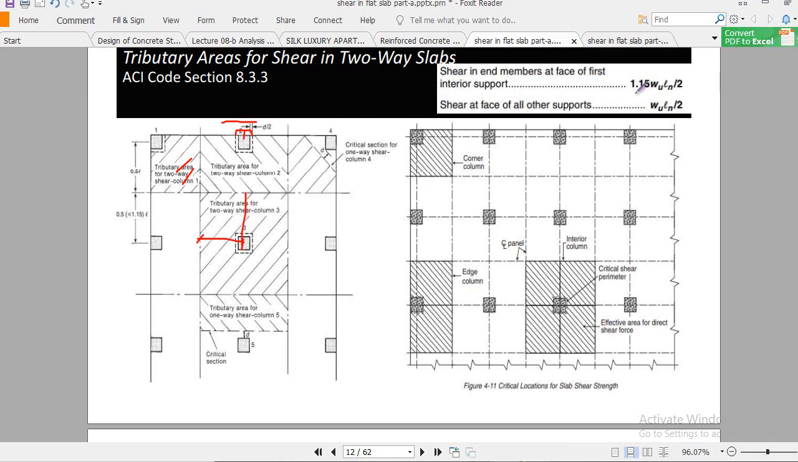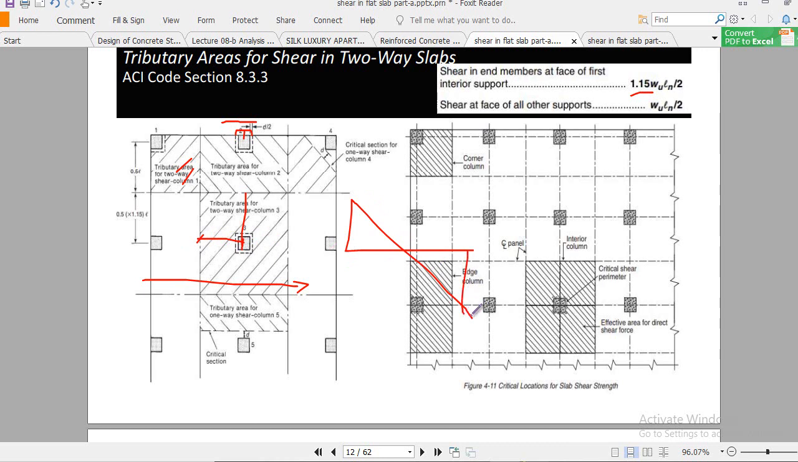But this is the ACI code criteria that you have to increase this side, because if we are analyzing this slab system in this direction, this is the first interior column and this is the exterior panel. So in the case of the exterior panel, we will increase this length by 15%, and you will be familiar with this when we draw our shear diagram, okay?